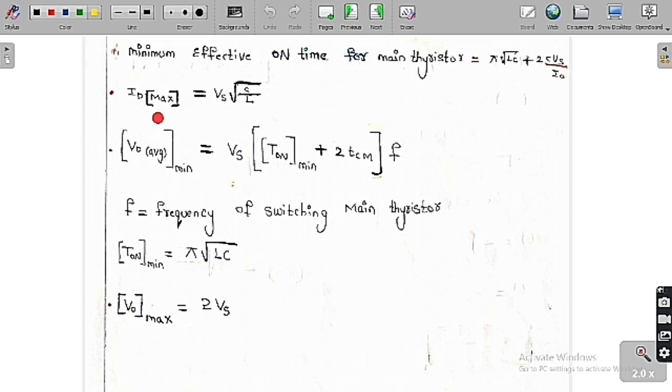And if you want to know the maximum current flowing through the diode, it is equal to the maximum capacitor current, which is Vs into under root over C by L.